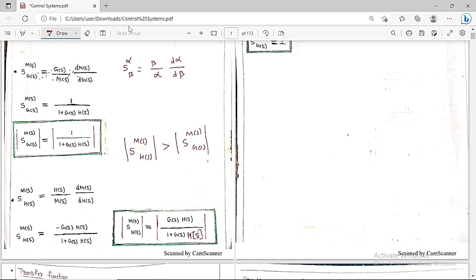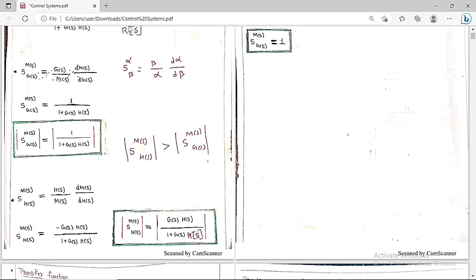So this form is always you have to put in, and so therefore we can say finally the sensitivity of M(s) with respect to G(s) is equal to 1 by 1 plus G(s)H(s), and the sensitivity of M(s) with respect to H(s) is equal to G(s) into H(s) by 1 plus G(s)H(s). I am telling on the negative part. So therefore the sensitivity of variation of M(s) with respect to H(s) is always greater than the sensitivity of M(s) with respect to G(s) variation. I am always telling you about it. I am always taking into account the negative values only.